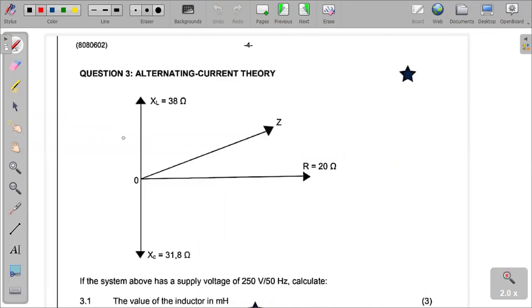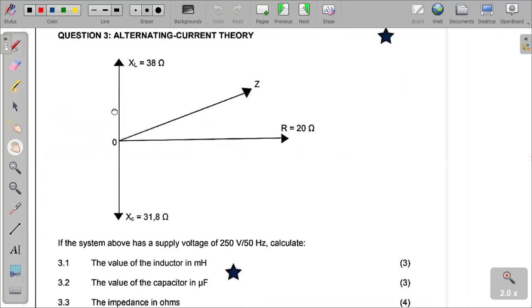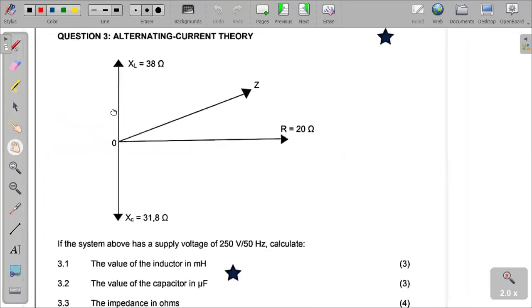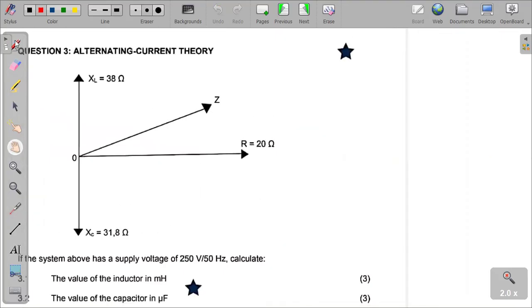We've been given the phasor diagram there, and we are being told if the system above has a supply voltage of 240 volts, 50 hertz, calculate the value of the inductor in millihenries. So that's the first question, right? We have been given XL, which is the inductive reactance. And the question is now asking us the inductance. So we retrace our steps.